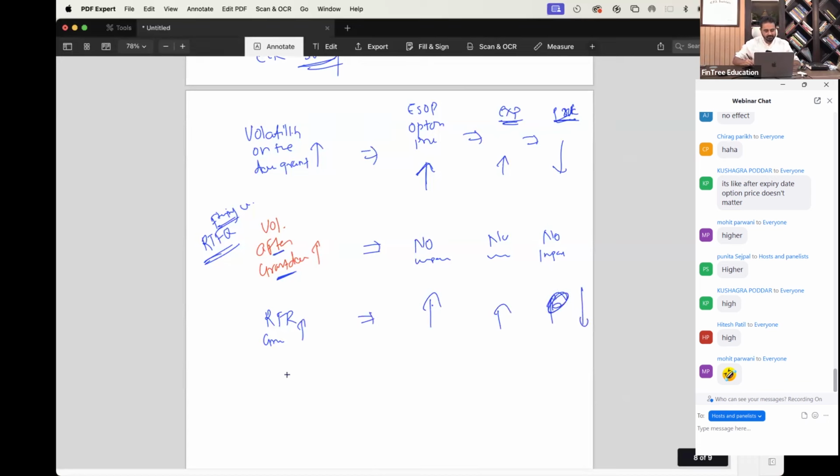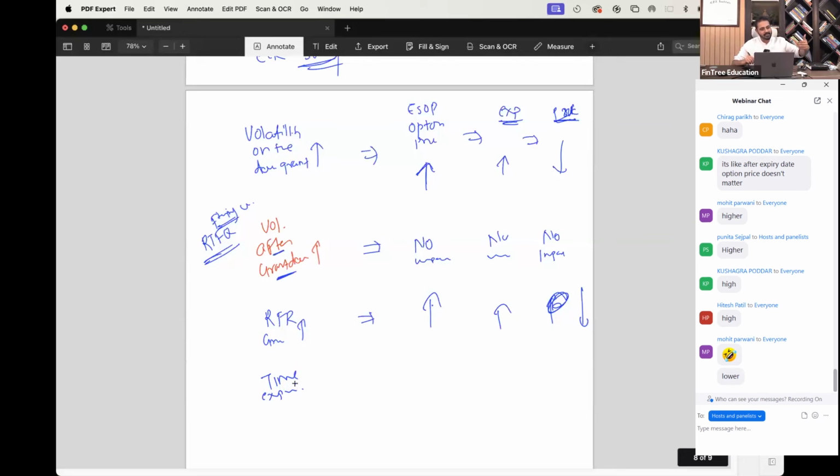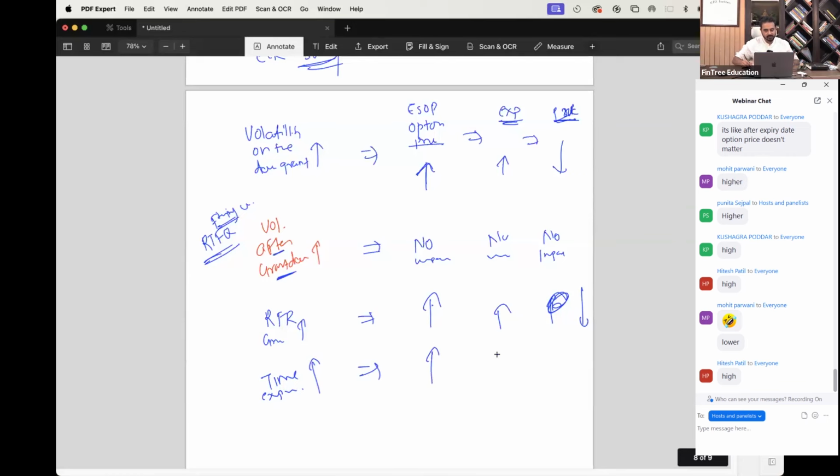Profits are lower. If time to expiry is given longer to employees, the vesting period is still the same, but you tell them, you know what, if you want to exercise, you can exercise anytime after 3 years till the 10th year. You give a long expiry window. Then time to expiry is higher, ESOP value higher, then expenses higher, and therefore profits lower.